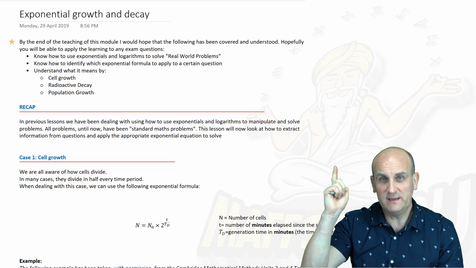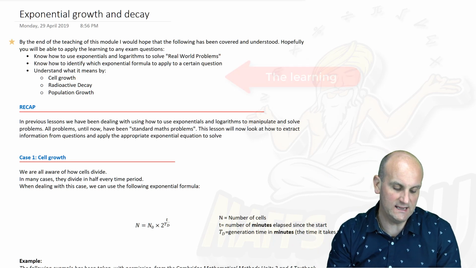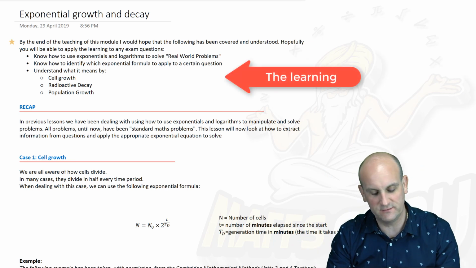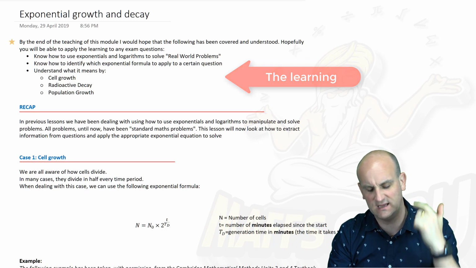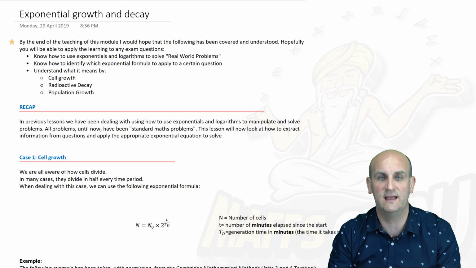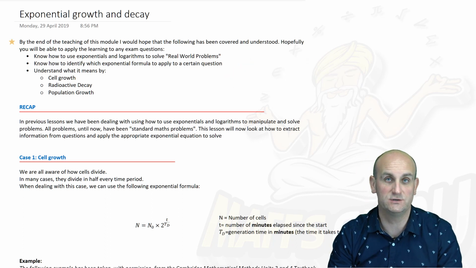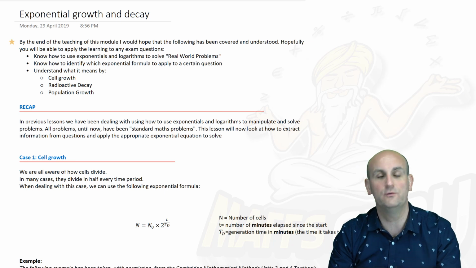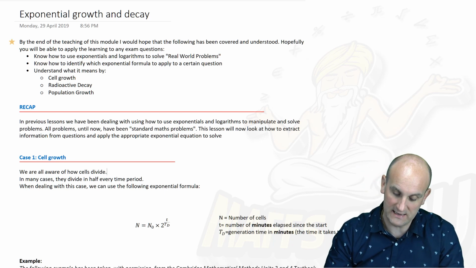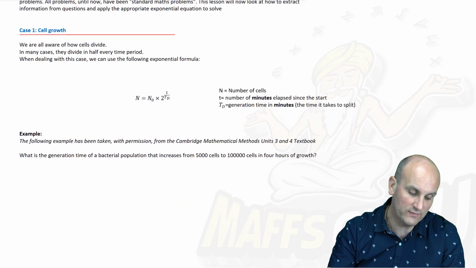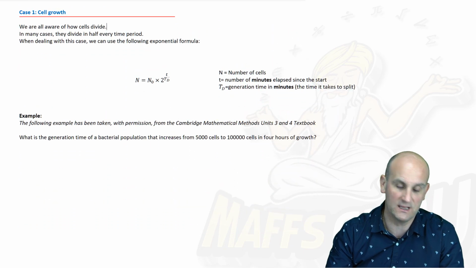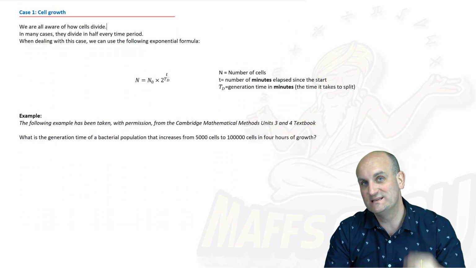As you can see above me now, there is learning for you to be able to do in terms of cell growth, radioactive decay, and population growth, and using that and extracting information from questions and solving them using all the rules for exponentials and logs that you currently have. Okay, there are three main cases that I want to look at in this particular video, and one of them is cell growth.